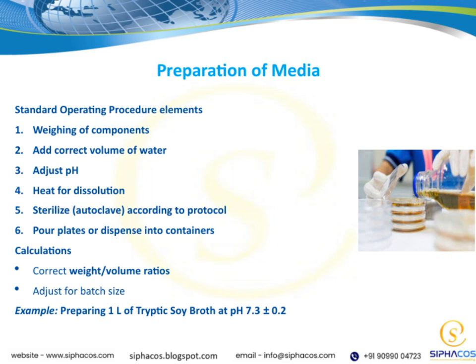As an example, let's consider preparing 1 liter of tryptic soy broth at a pH of 7.3, with a tolerance of plus or minus 0.2. This illustrates how precise and careful we must be at every step to produce reliable, reproducible media for our experiments. Remember, the accuracy in each of these steps directly impacts the quality of your media and, ultimately, your results.